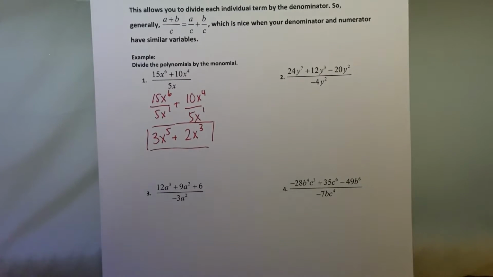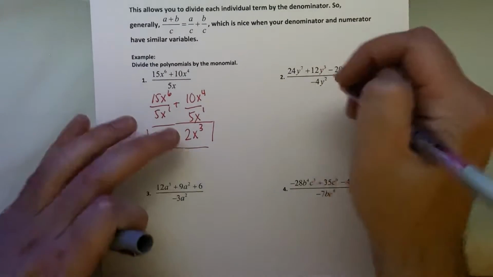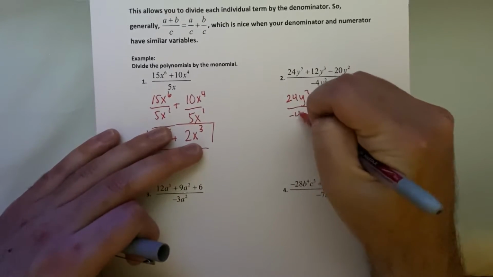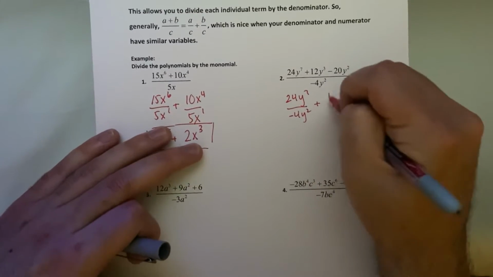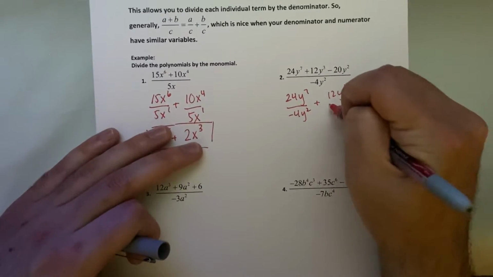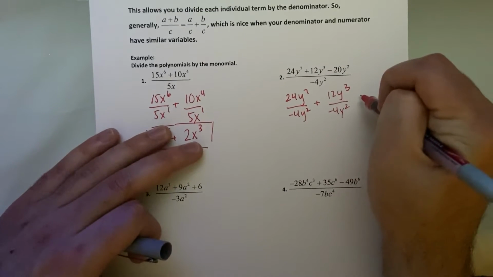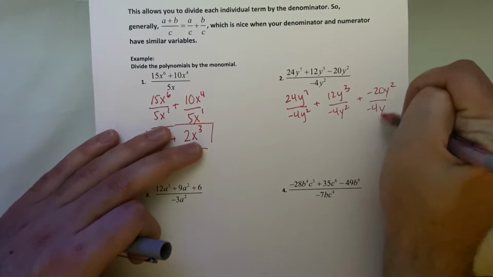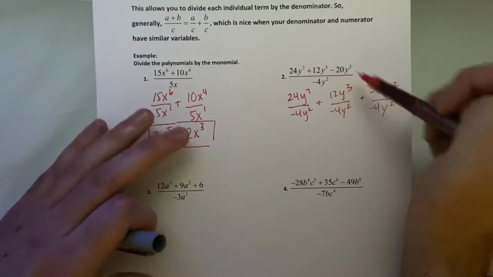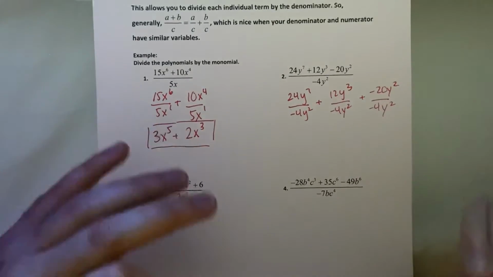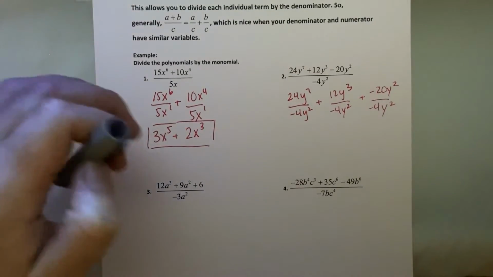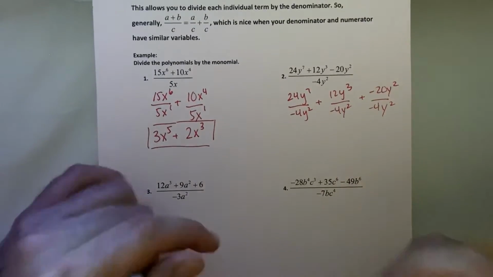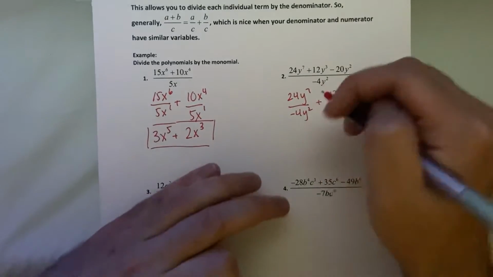24y to the 7th plus 12y cubed minus 20y squared all over negative 4y squared. Again, put everything over the denominator. Now, one thing that I will recommend is when you have minus signs in the numerator here, always put a plus sign and take the negative with you so that you don't confuse yourself when you're dealing with the division. If I put a minus out there, you may get confused with a negative divided by negative, so it's just easier this way to turn it all into addition.